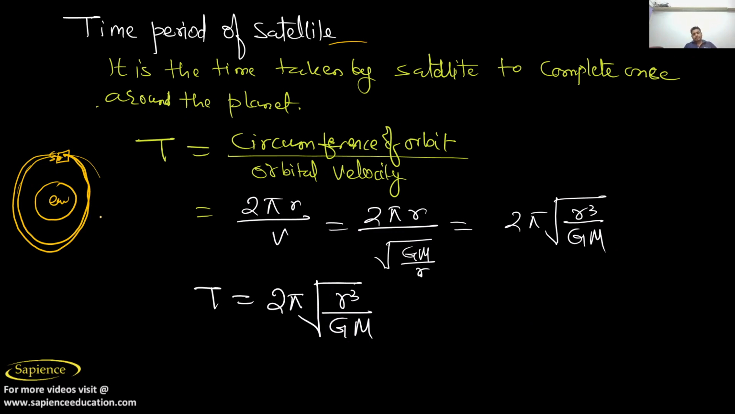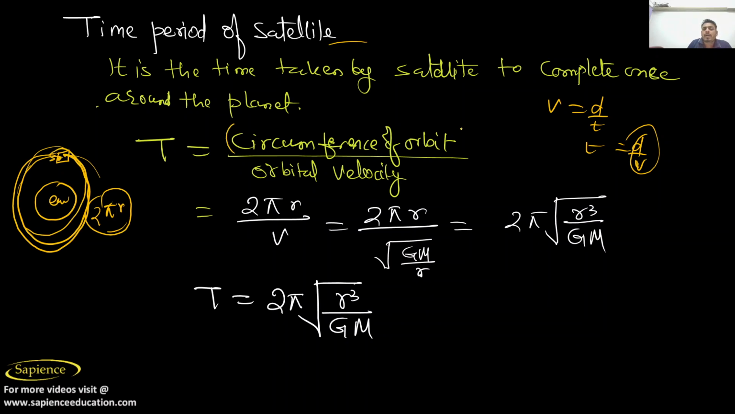So now tell me, what is the length of this orbit? Definitely 2 pi into r, small r only, right? This is the path length or circumference of the orbit. Now tell me time. As you know that velocity is equal to distance by time, so time is equal to distance by velocity. Here, which distance is it covering? The satellite is covering the circumference of the orbit, right?